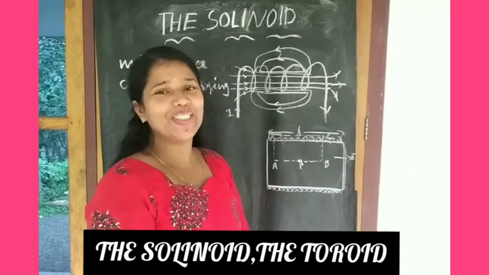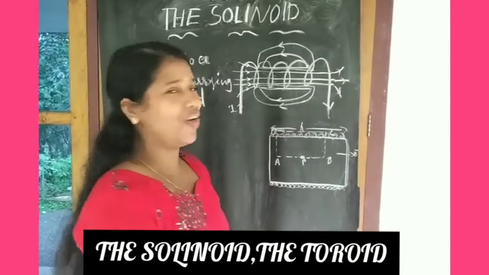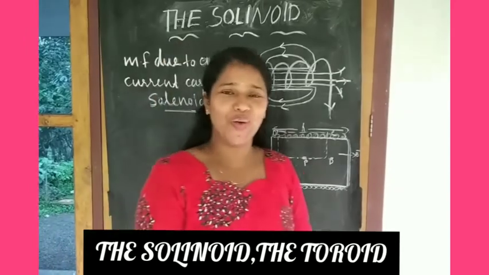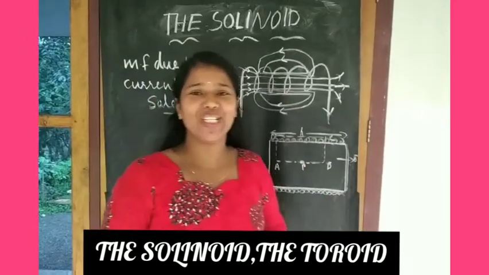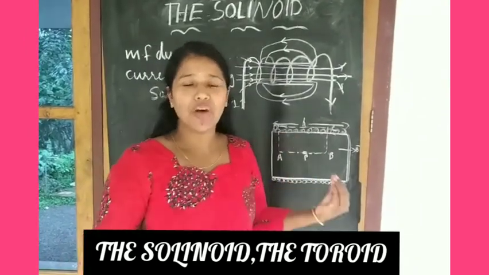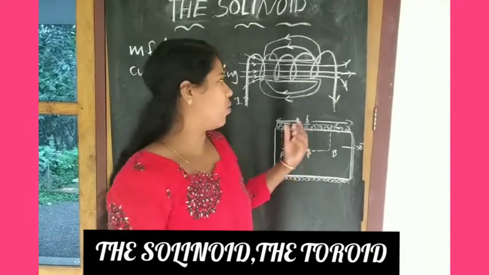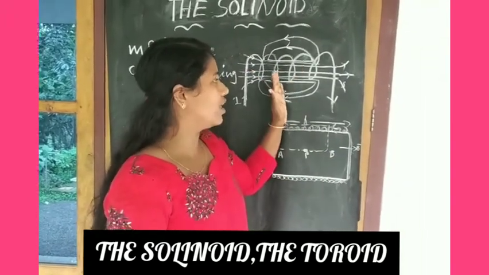My dear students, today's topic is the solenoid. What is meant by a solenoid? A solenoid is a coil of insulated copper wire wound closely in a cylindrical form. I have drawn one solenoid here like this.